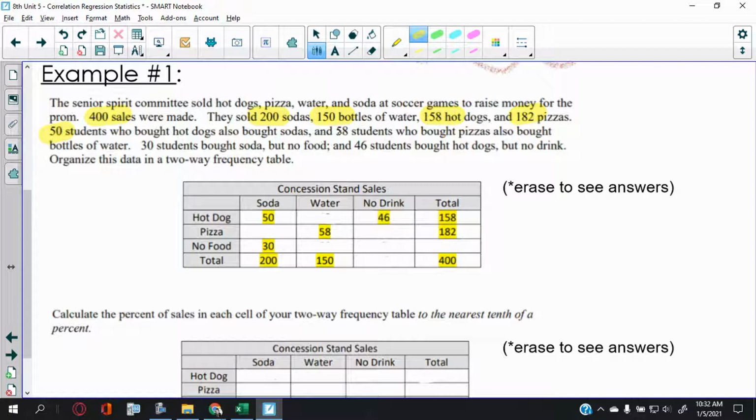58 who bought pizza also bought water, so that's here, 58 pizza and water. 30 students bought soda but no food. That explains this 30 here. 46 bought hot dogs but no drink. So as you can see, the third row here is no food, and the third column here is no drink. They just want you to fill in the blanks.